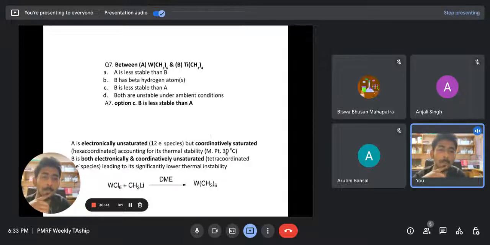So you can see the melting point of compound A is 30 degrees Celsius, so it is quite stable below this 30 and remains a solid. But in case of B, you have already seen that Ti(CH3)4 decomposes above minus 40 degrees Celsius. So that's the main reason. The coordinative saturation is the major reason behind the thermal stability of tungsten hexamethyl.